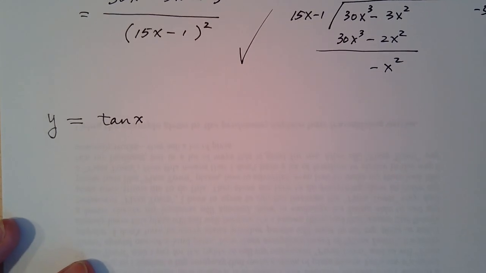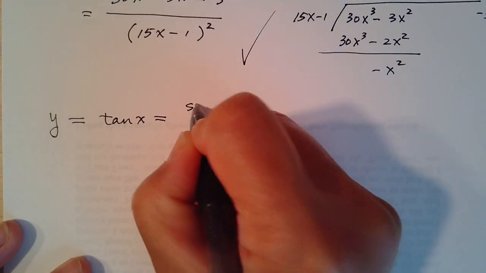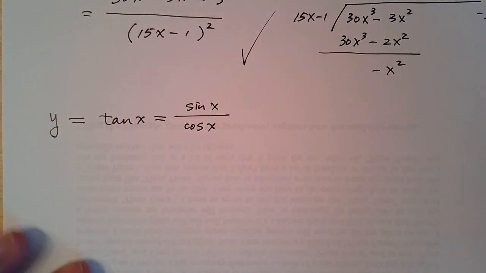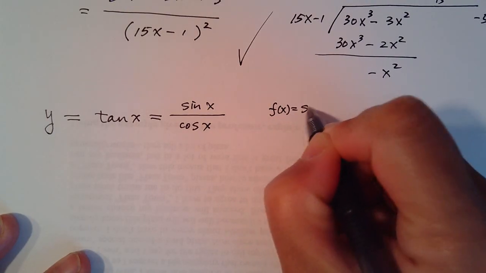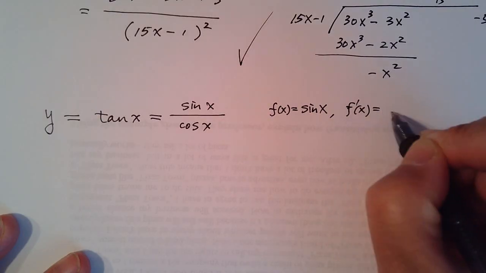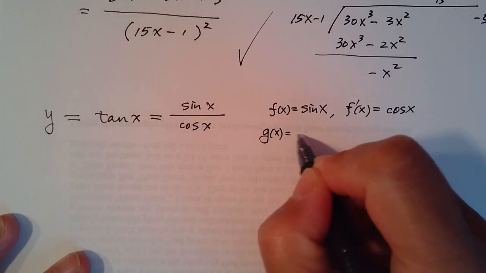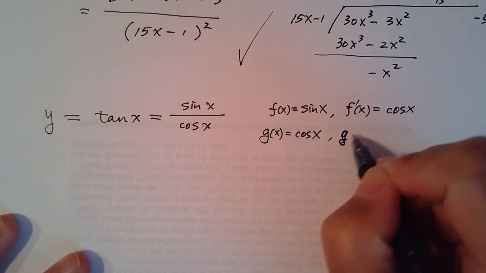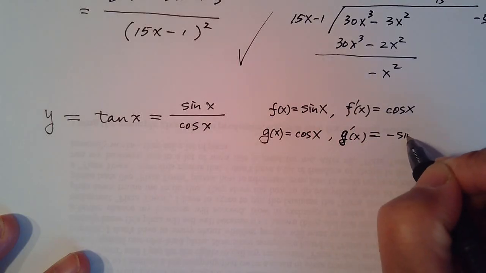Can you find the tangent x prime? Let me write it that way. Tangent is sine x over cosine x. You agree? That is the derivative, right? So the top f of x is sine x, so f prime x, we know that is cosine x. And our denominator g of x is cosine x, and g prime is negative sine.